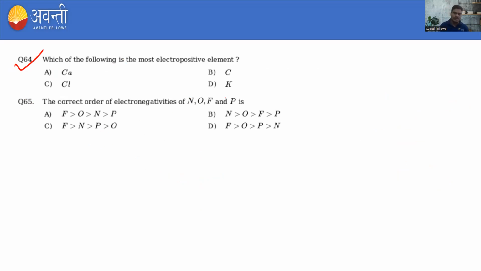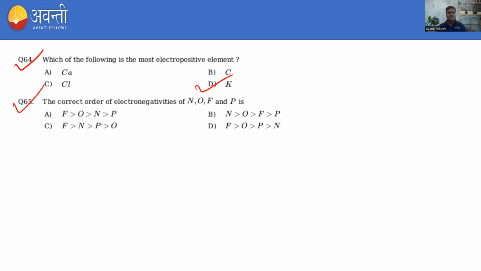So, we have calcium, chlorine, carbon, and potassium. And they're asking which of the following is the most electropositive. We always know that the first group elements are highly electropositive, and as we move from left to right in the periodic table, the electropositive character decreases, right?